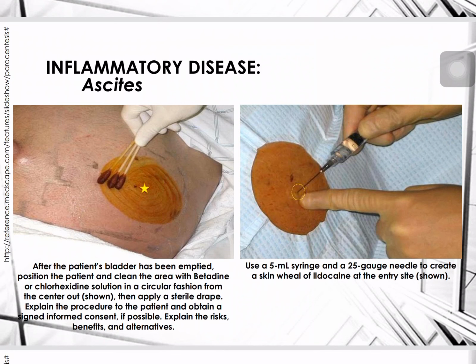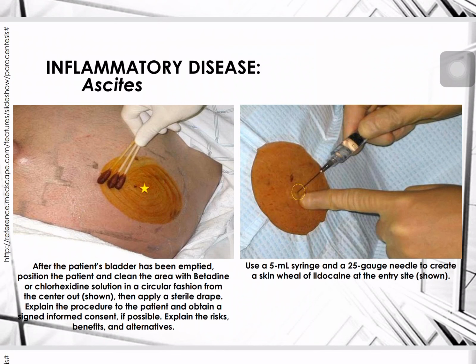First, after the patient's bladder has been emptied, position the patient and clean the area with betadine or chlorhexidine solution in a circular fashion from the center out. Then apply a sterile drape. Explain the procedure to the patient and obtain a signed informed consent if possible. Explain the risks, benefits, and alternatives.